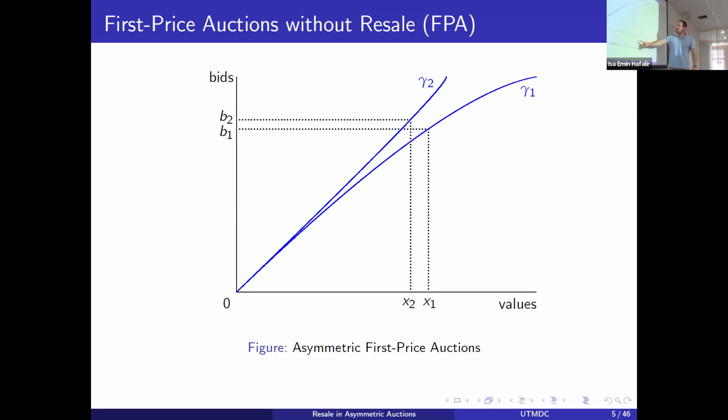Let's say that bidder 1 has a value of x1 and bidder 2 has a value of x2. Given this equilibrium, you see that bidder 2's bid is b2 and bidder 1's bid is b1. You can see that b2 is greater than b1. So when they participate in the first price auction, bidder 2 will win and pay b2. But note that bidder 2 has a lower value than bidder 1. So naturally, bidder 2, knowing this, would want to engage in resale and try to sell it because the other bidder has a higher value.